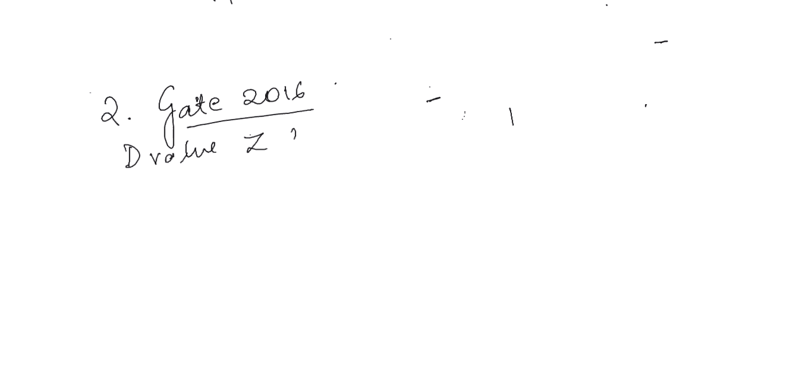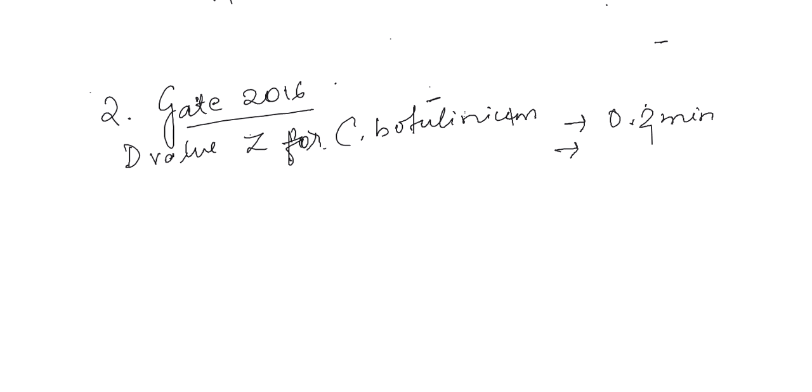Now the second numerical we will be talking about. It is a GATE 2016 question. We can say the D value and Z value for Clostridium botulinum: the D value is 0.2 minute, and the Z value is 10 degrees Celsius. The total time required in minutes.